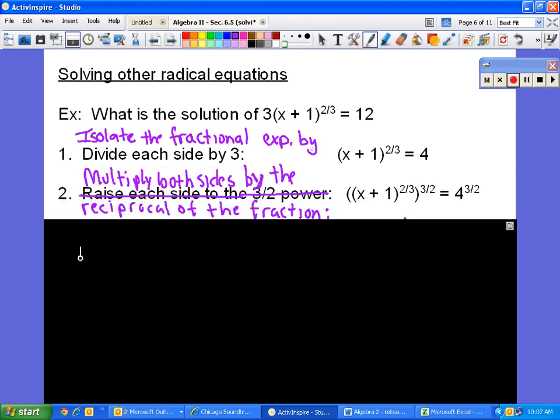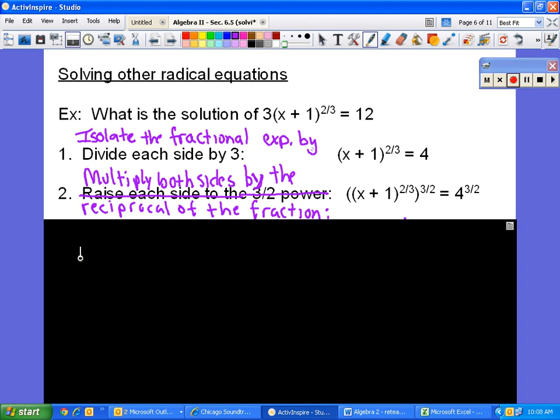It looks much more complicated than it actually is. Don't get thrown off by the parentheses. That's just saying that x plus 1 is in parentheses, and then the whole thing with the 2/3 is in parentheses, and we're multiplying both sides by 3 over 2.